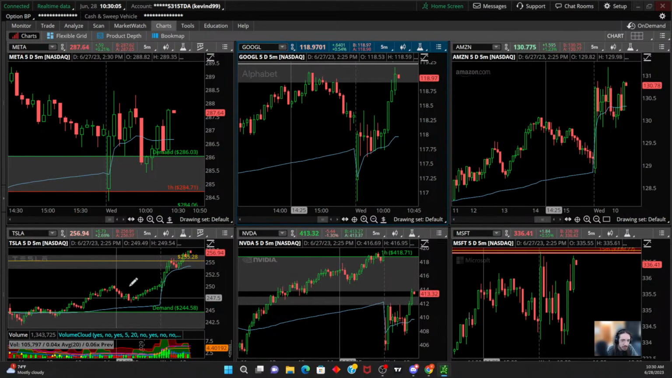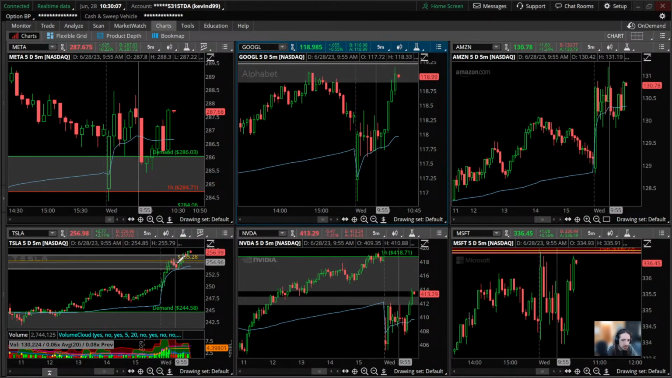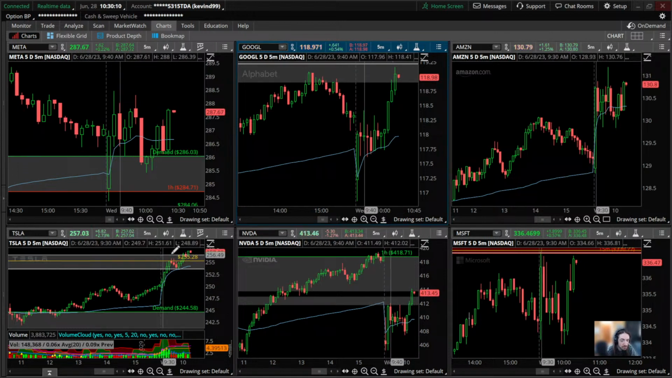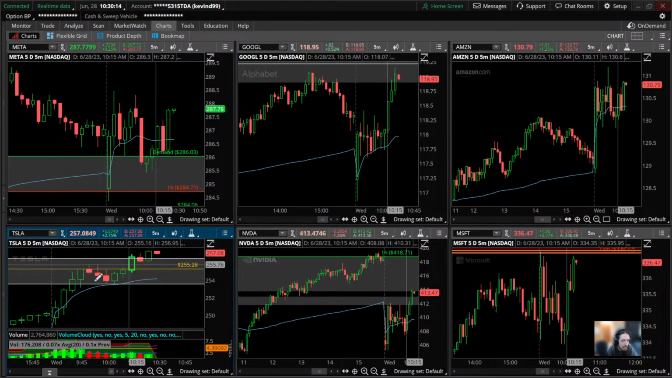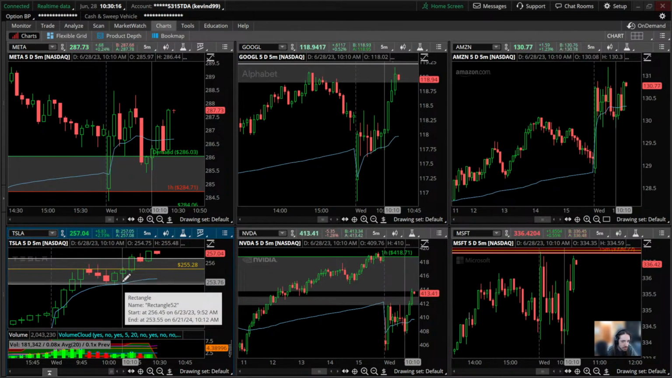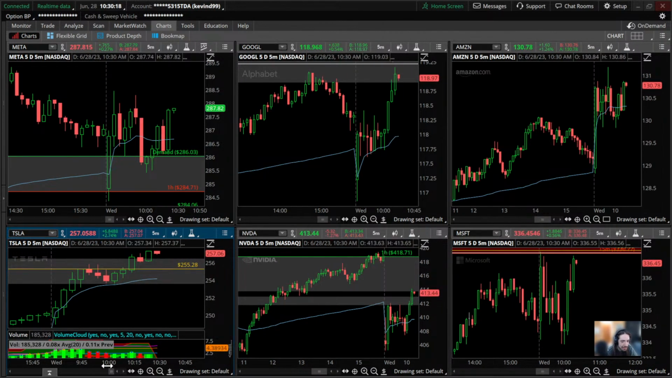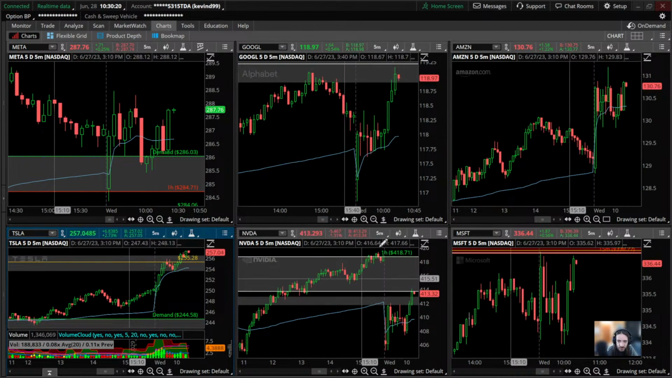Let's see what else we got. Tesla was relatively stronger, so we could have then tried to enter when we came back to VWAP. And that would have been a good trade, right? Would have entered around 254. Right now we're sitting at 257, $3 move.